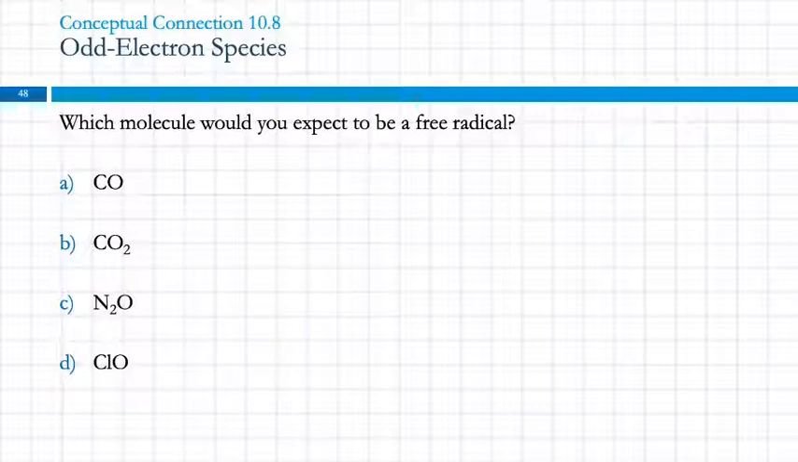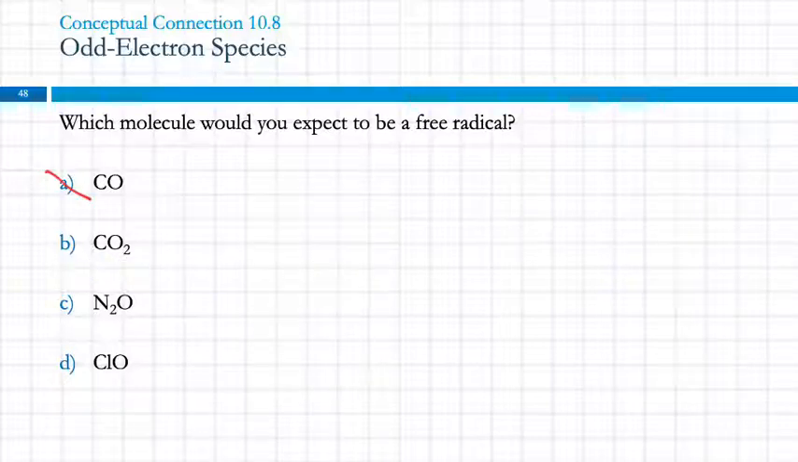Which molecule would you expect to be a free radical? What does it have to be a free radical? Odd number of electrons, right? Valence electrons. Well, you can do this the long way or the short way. You could add up the number of valence electrons, or you can say, well, carbon has 4 and oxygen has 4. That's got to be even, right? So it's not that one.